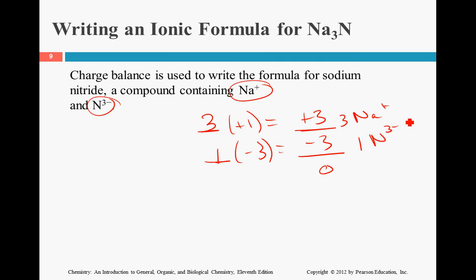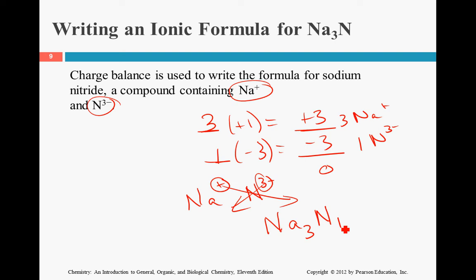There is a shortcut to this method, and I'm sure you want to know that. If you put those two elements together with the charges there, and crisscross over the anion and bring those numbers down, you get Na3N1, sodium nitride. So we have 3 Na and 1 N. That will automatically make sure that those charges are balanced, and that works 100% of the time.